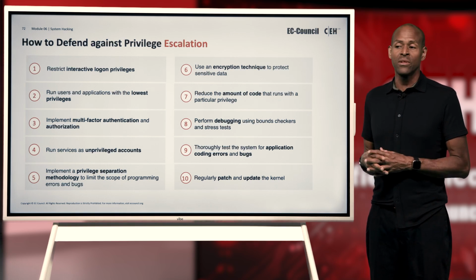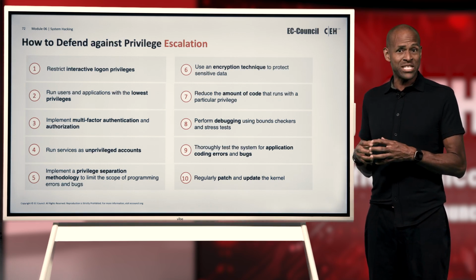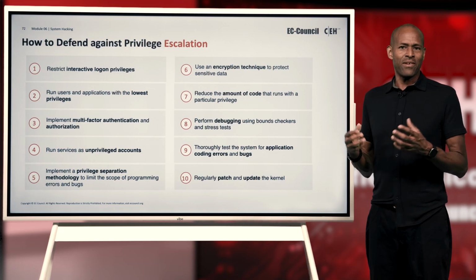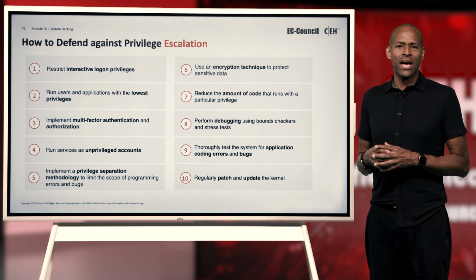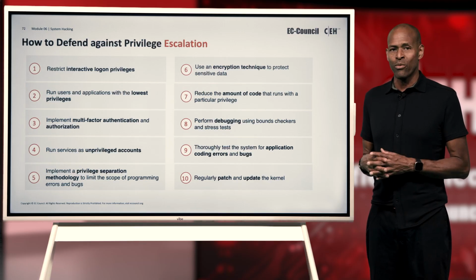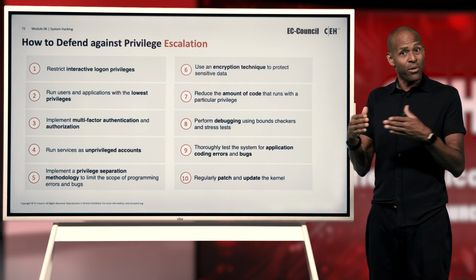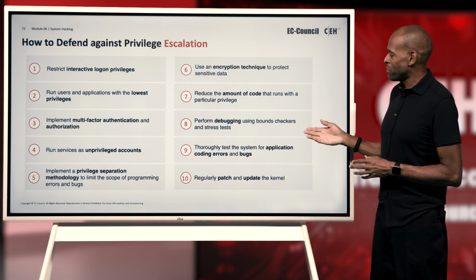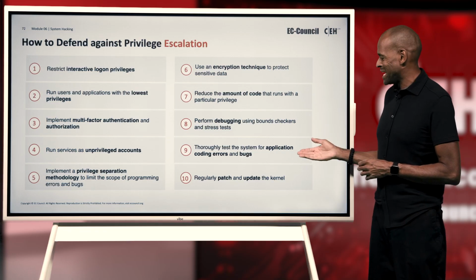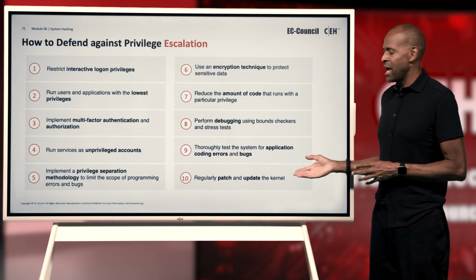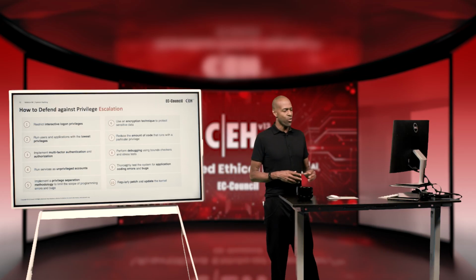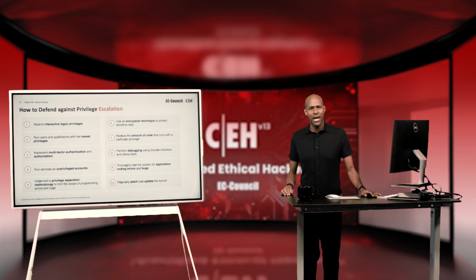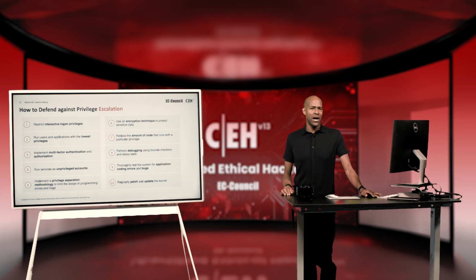Like for instance, you don't want all your code running in ring 0, that's at kernel level, because if anything goes wrong, it crashes. Or you don't want to have code that is only able to run with an administrator, and so you give people administrator access. Perform debugging using bounds checking, thoroughly test your applications, and patch and update your systems regularly so that you won't have a huge list of vulnerabilities, which is the updates that you're still looking for.